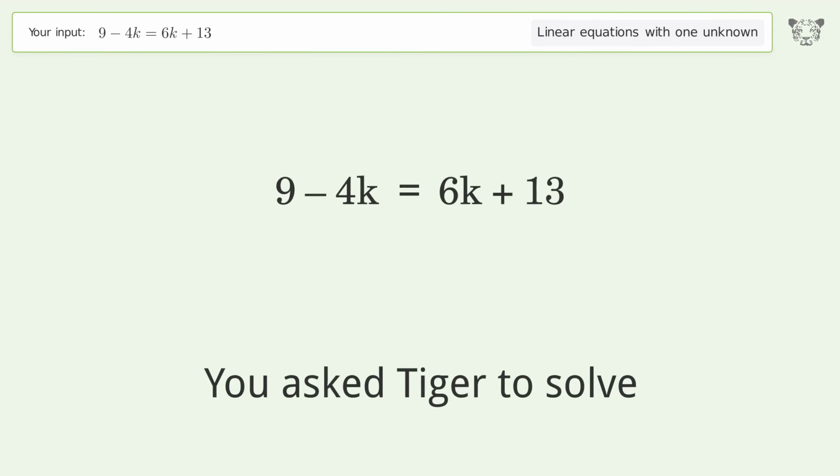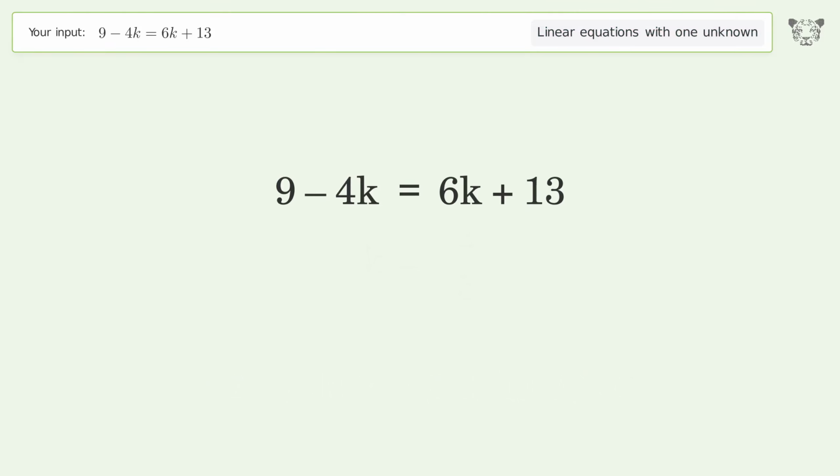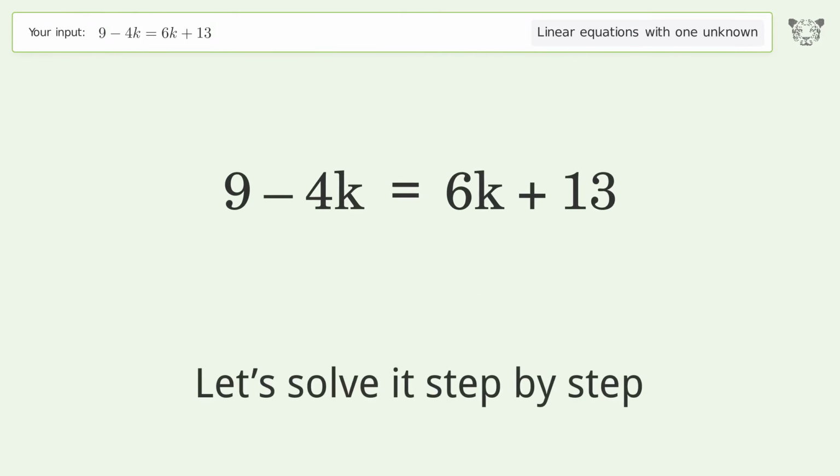You ask Tiger to solve. This deals with linear equations with one unknown. The final result is k equals -2/5. Let's solve it step by step.